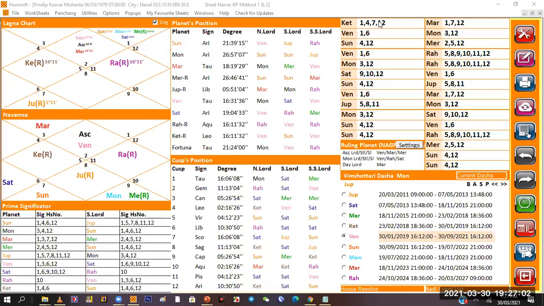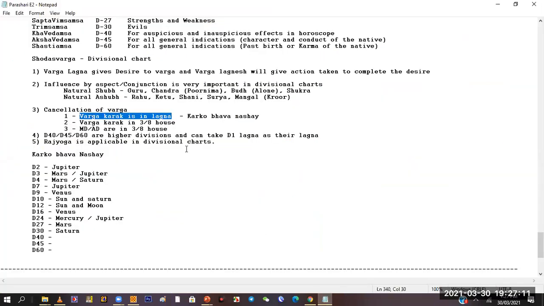Yeah, go ahead. Can you please explain the Mahadasha, Antardasha, the last part again? Yeah, what I said is, the rule says, if the Mahadasha lord and Antardasha lord are in the third and eighth house in that Varga, it will cancel the result of that Varga. What it means?